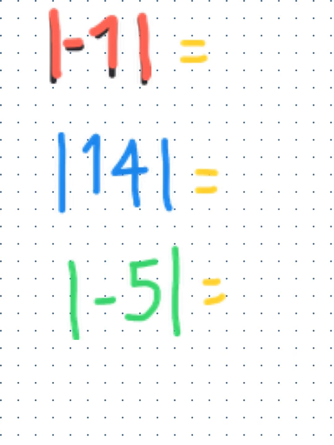Alright, go ahead and look at these problems, and we're going to try some on your own. So there's the absolute value of negative 1, the absolute value of 14, and the absolute value of negative 5. So go ahead and pause the video, get the answers, and then unpause the video when you're ready.